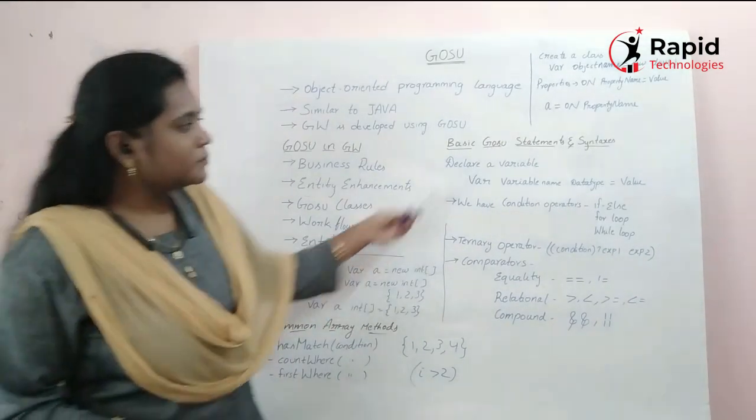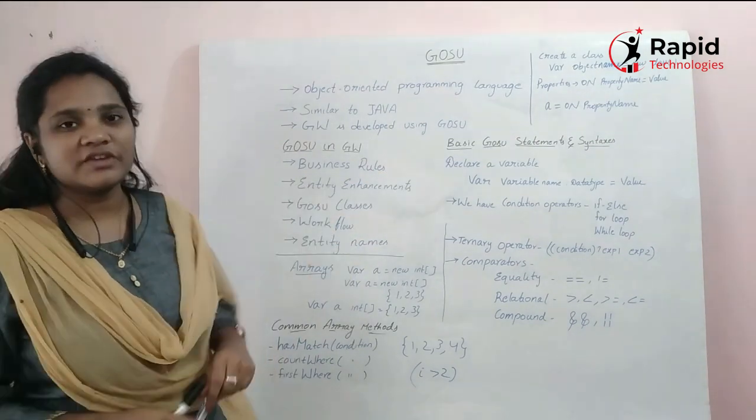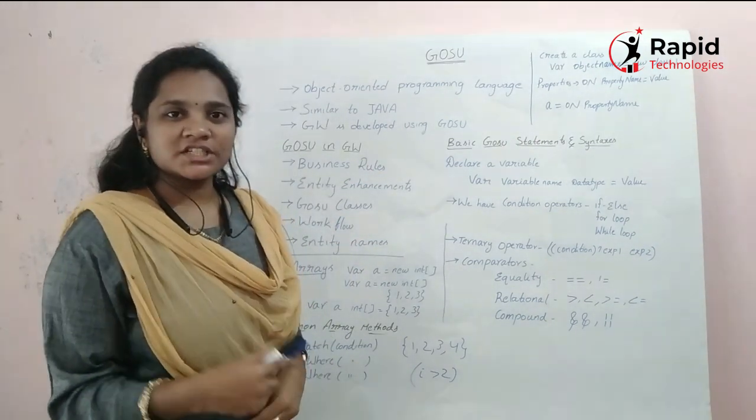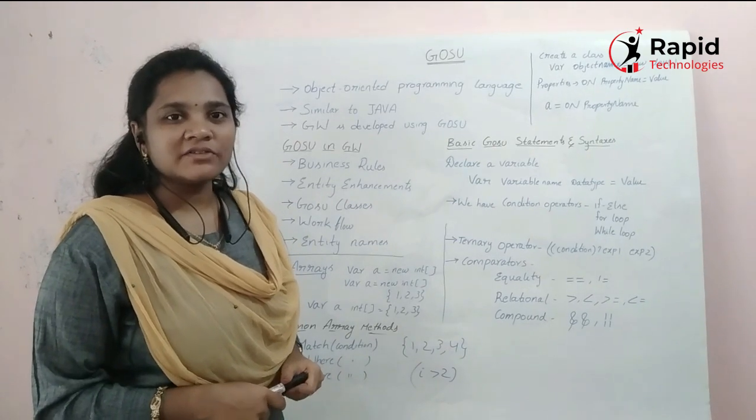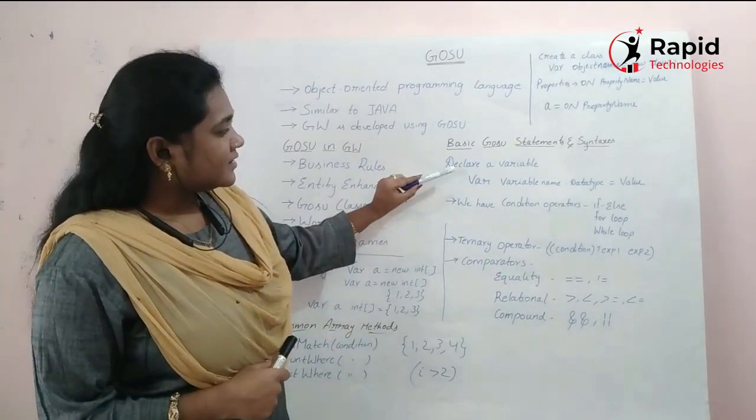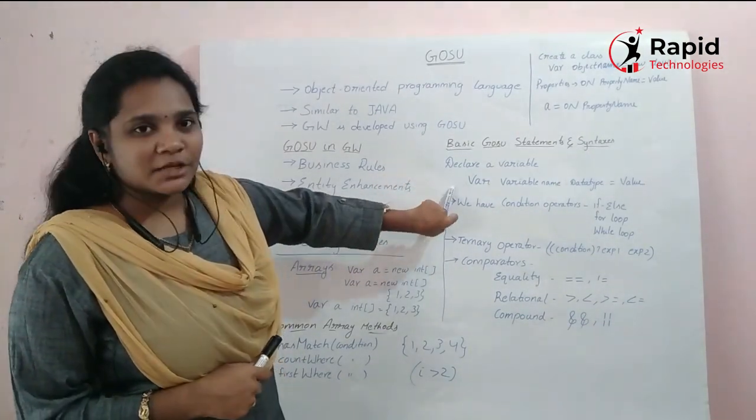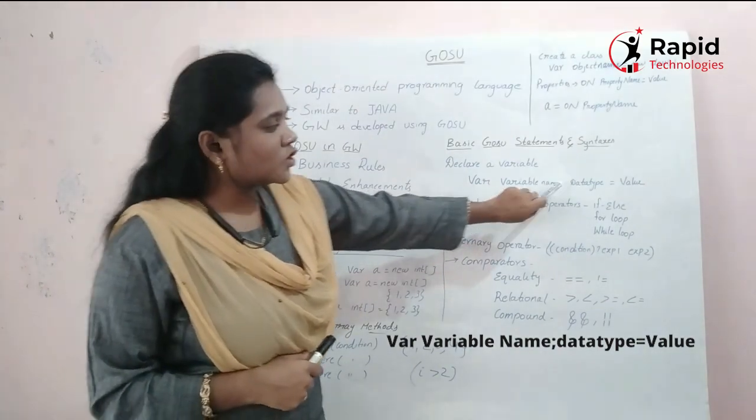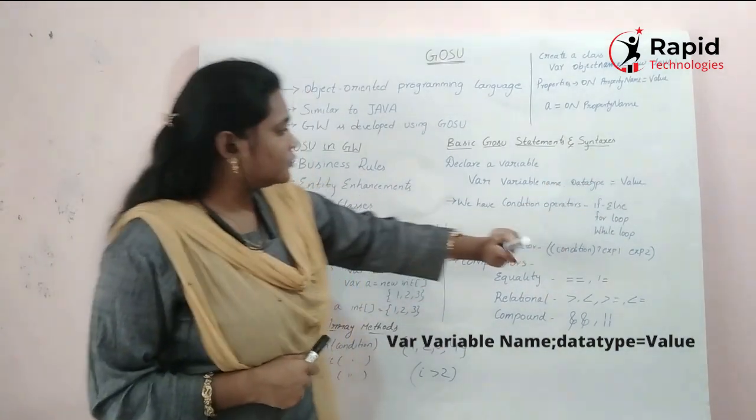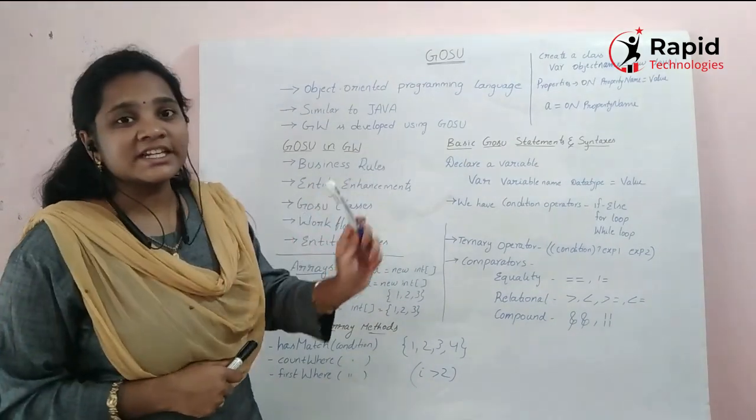And now coming to basic Gosu statements and syntaxes. First one is declaration of a variable. For any logic you are going to write, we should have a variable to store a value. So here we are declaring a variable. The syntax to declare a variable is var variable name colon data type equal to value, where var is the keyword used to define that we are declaring a new variable.